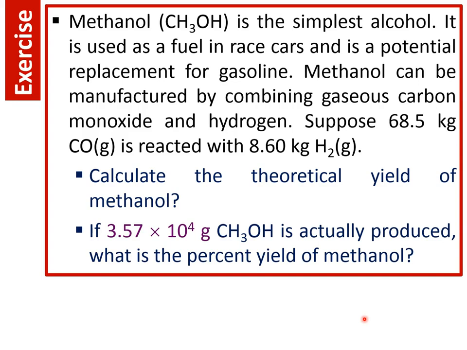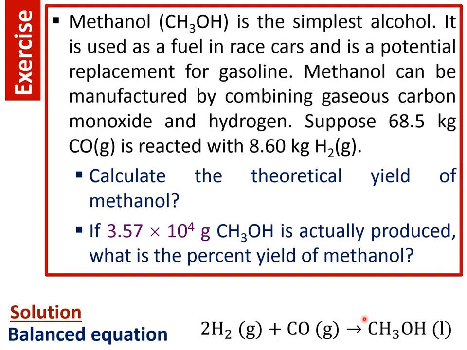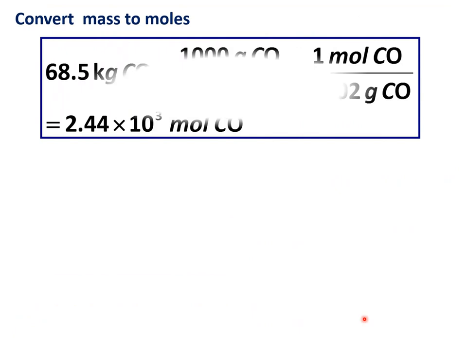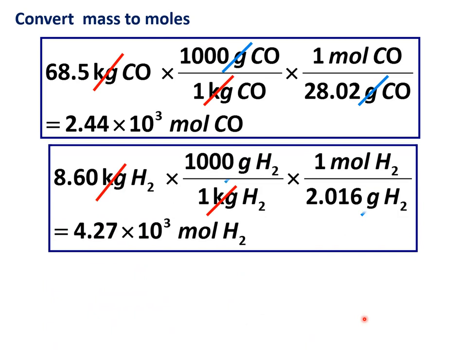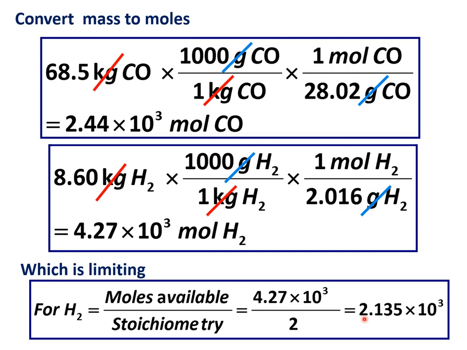Write the equation. This is a balanced equation: 2 moles of hydrogen plus CO give the methanol. You convert mass to moles as we did in the last example. So 68.5 kilogram of carbon monoxide is almost 2.44 kilomole of carbon monoxide, and also do the same for hydrogen. And now we are in a position to assign the limiting reactant, whether it is carbon monoxide or hydrogen.